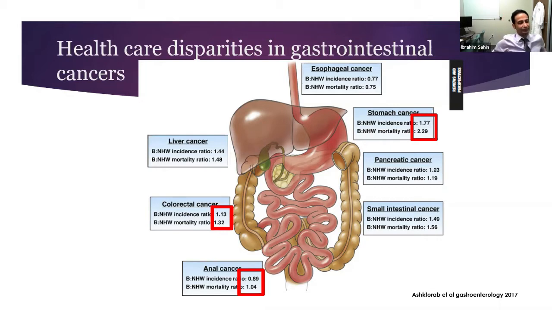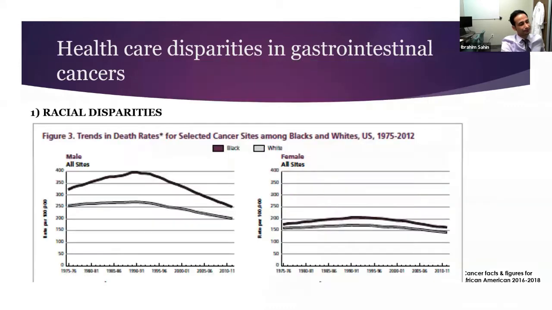Even more interestingly, in anal cancer, we see the incidence rate is lower in the Black community, but again, the mortality rate is high, although the incidence is lower. That's quite concerning. It's not only screening, but also accessing treatments that is a big challenge.